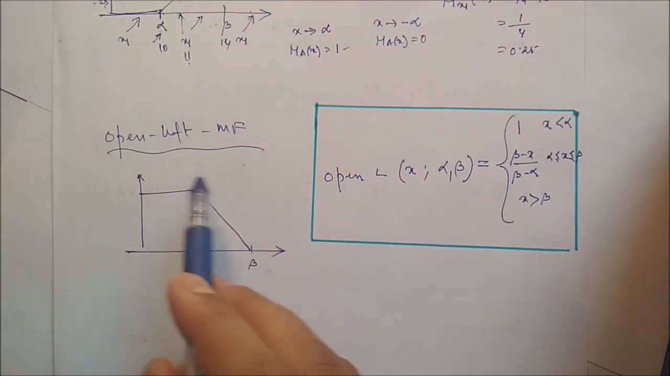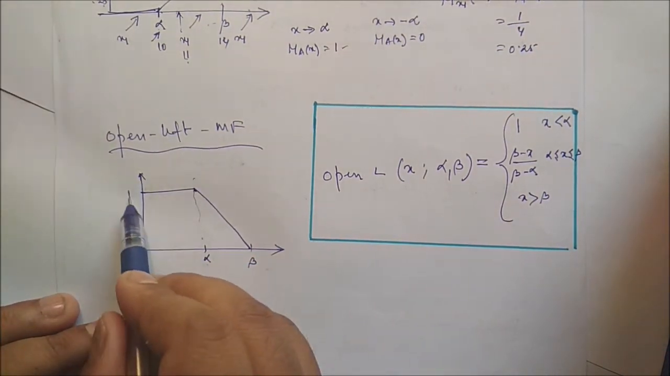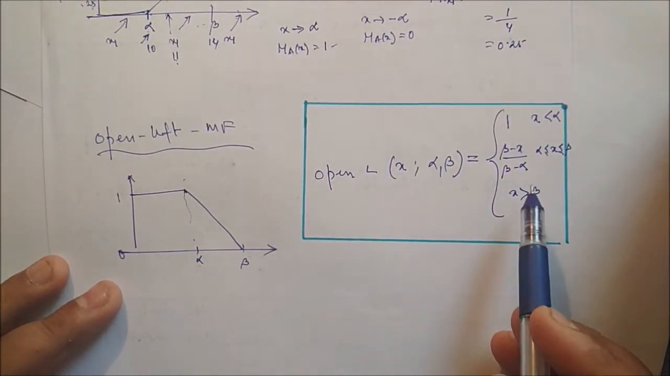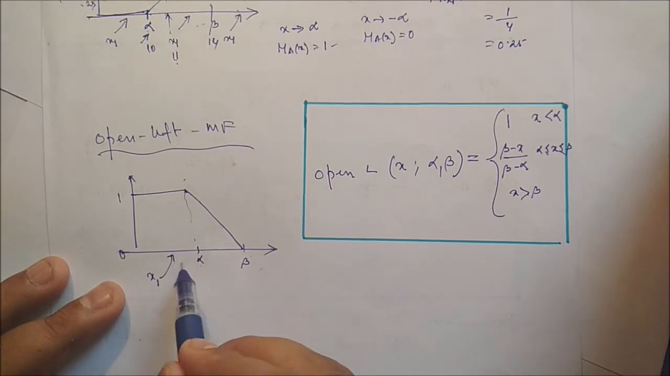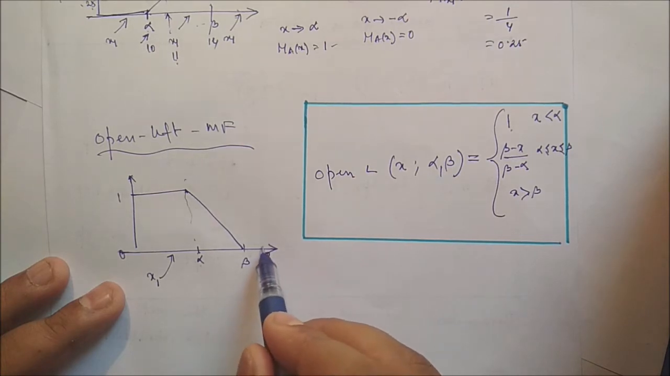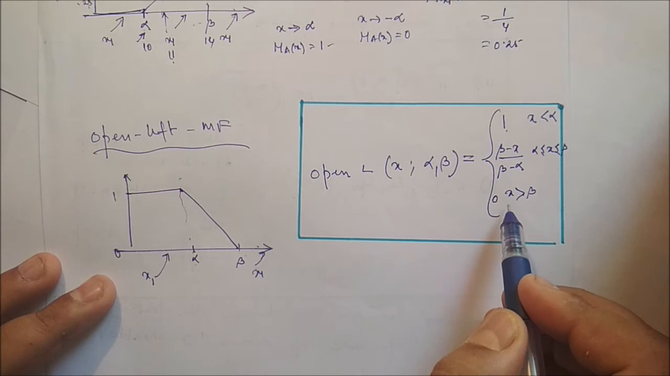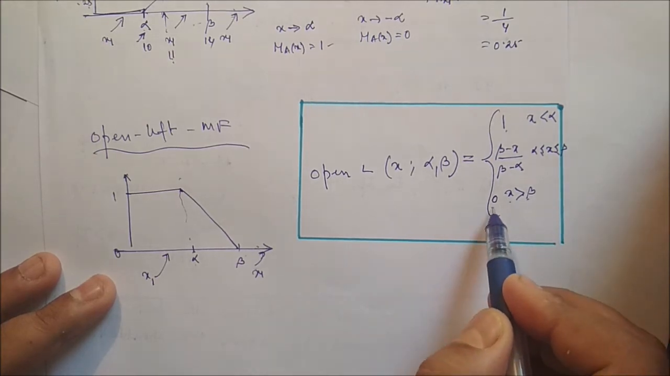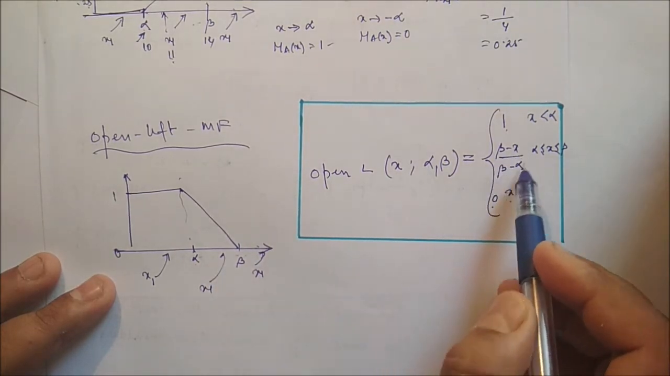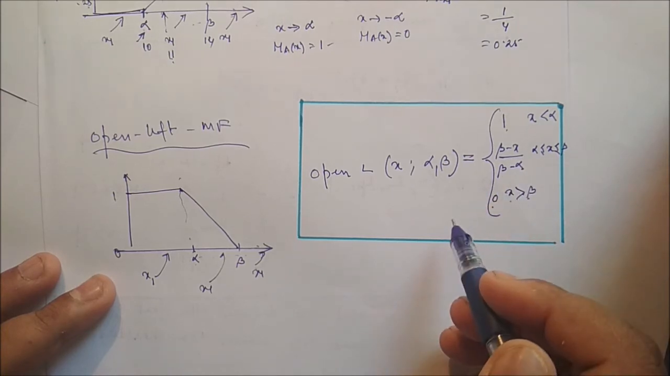Similarly, it is an open left, right. So alpha is where the membership value is 1, and beta is where it is 0. In that case, we have to apply this particular formula. If x1 is less than alpha, definitely it is 1, and if x1 is more than beta, definitely it is 0, so you can write 0 here. If the value of x1 is in between alpha and beta, we apply this formula: beta minus x divided by beta minus alpha.